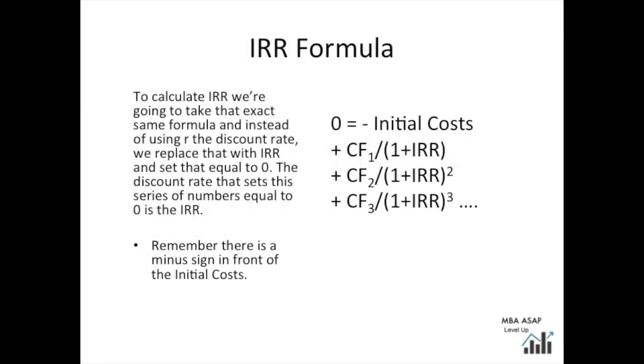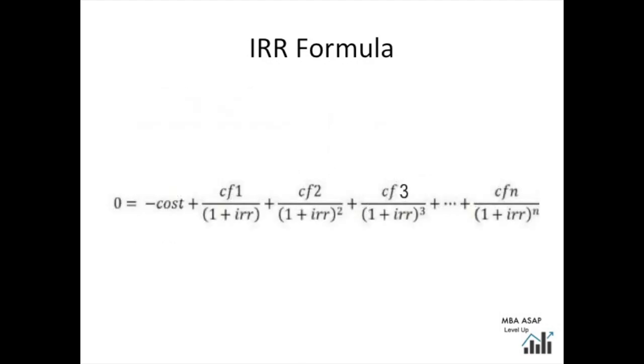To calculate IRR, take the exact same formula, and instead of using R, the discount rate, we replace that with IRR and set that equal to zero. Set the whole equation equal to zero. The discount rate that sets this series of numbers equal to zero is the IRR.